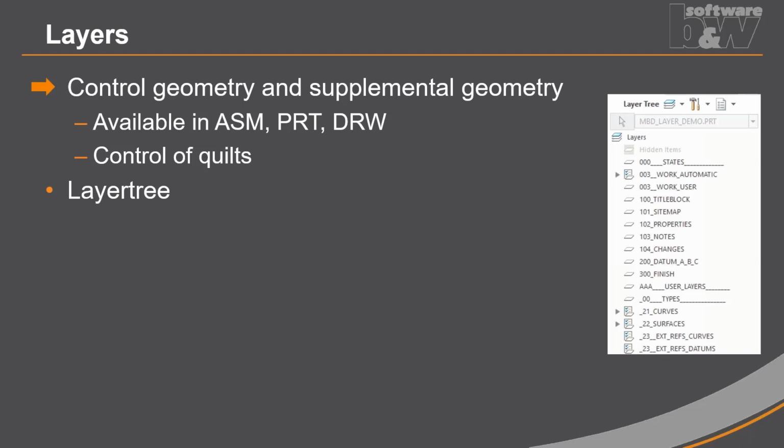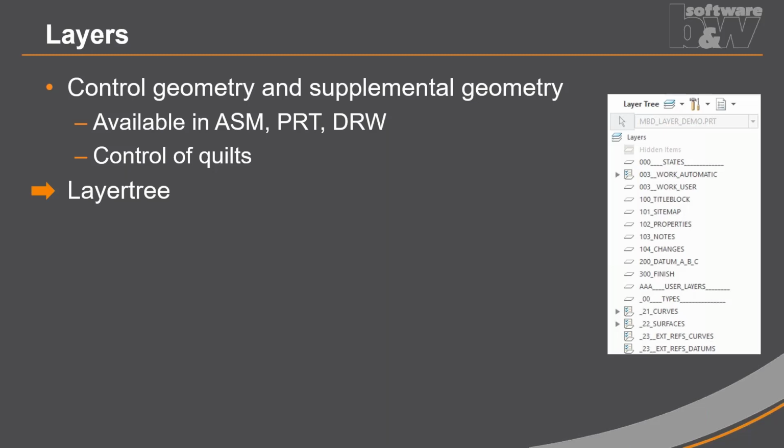Yeah, and then I'm coming to the main part, the layers, because it's the oldest and the most widely used mechanism to control visibilities. And with layers, you can control geometry and supplemental geometry. Okay, well, you can do annotations as well, but for my use case, I don't do this. And it's available in assemblies, parts, drawings, any kind of Creo Parametric objects. And you can control kills.